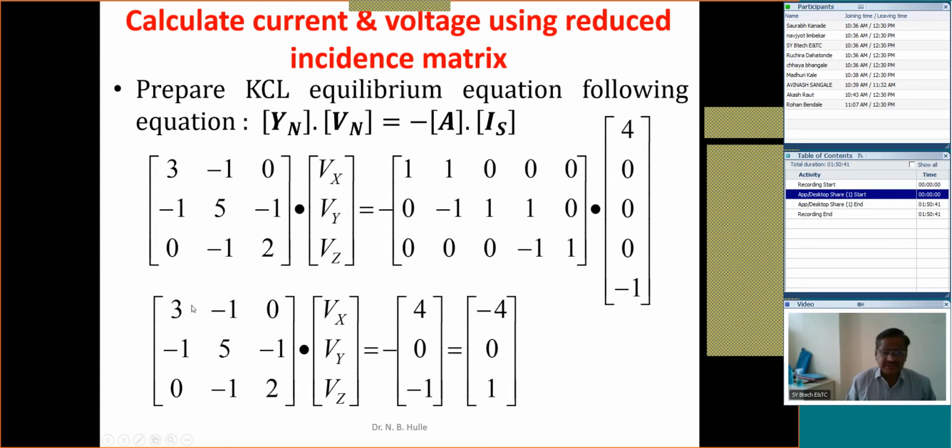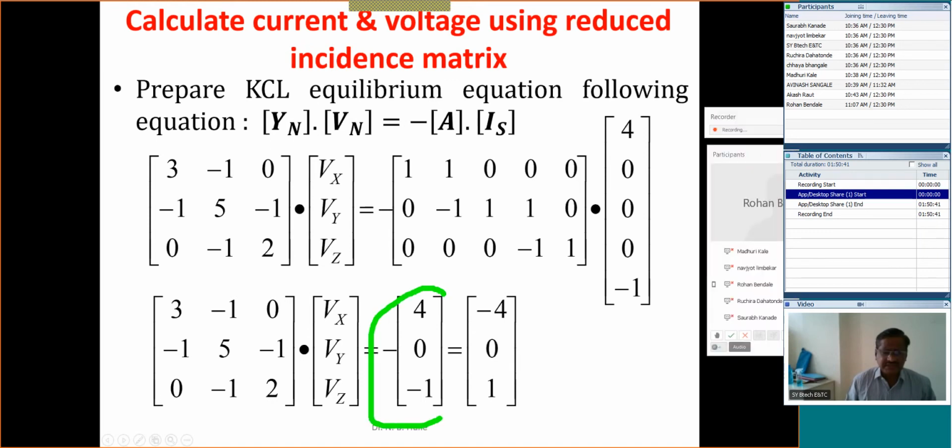Otherwise, use your calculator and enter these values, because generally we arrange the equations in matrix form. If I take this column, this is how the equations are. The first equation will be 3Vx minus Vy minus Vy, and Vz is 0, so I will not write it, which is equal to this element, minus 4.